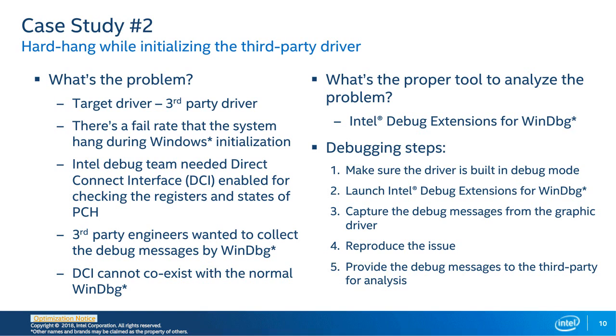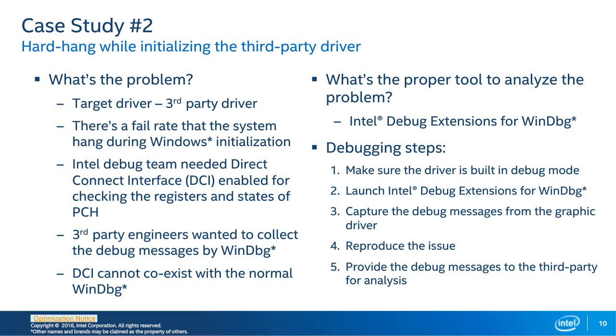From the system, the Intel debug team believed the root cause should be in PCH or in the driver itself. So they wanted the failed machine to have DCI enabled to get the PCH dump. Meanwhile, the third-party engineers wanted to debug their driver by Windbg. However, there's a restriction that DCI cannot coexist with the normal Windbg. In other words, the third-party vendor cannot connect to the target machine via USB in Windbg when DCI is enabled.